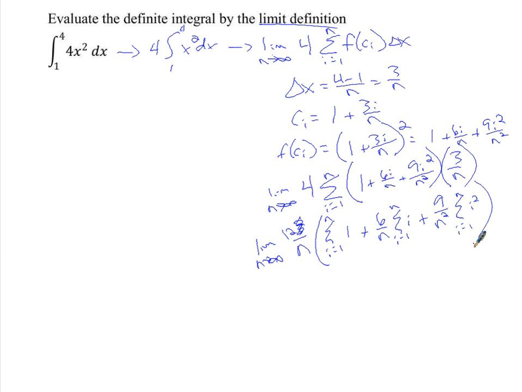Okay? Looking good. Now what? Convert, limit, n goes to infinity. I have this 12 over n still, times. This becomes n plus... good.